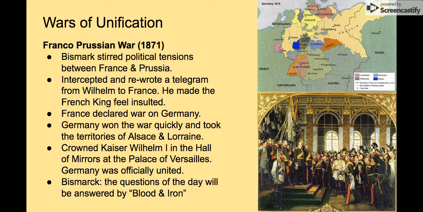Prussia pretty quickly won the war and took the two territories here known as Alsace and Lorraine. And not only did they do that, but they marched deep into France, into the city of Paris, and occupied the Palace of Versailles. And they crowned their new Kaiser Wilhelm of a united Germany, in the Palace of Versailles, in the most beautiful room in the Palace of Versailles, which is known as the Hall of Mirrors.